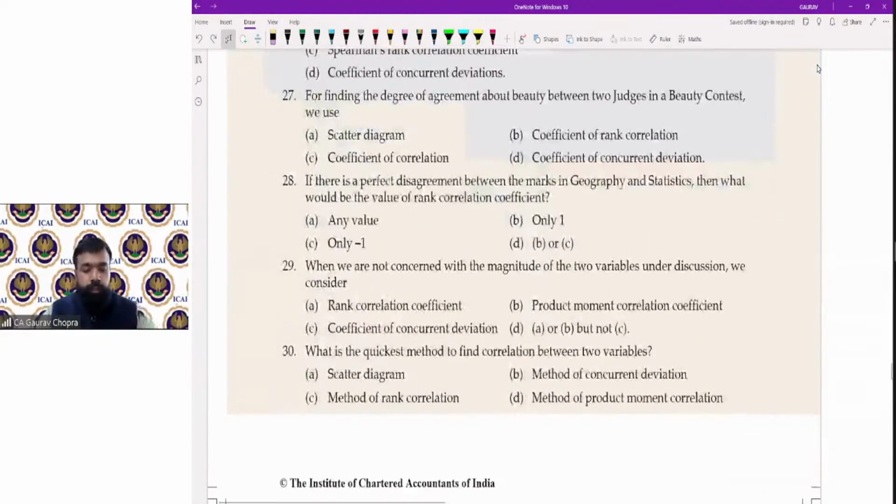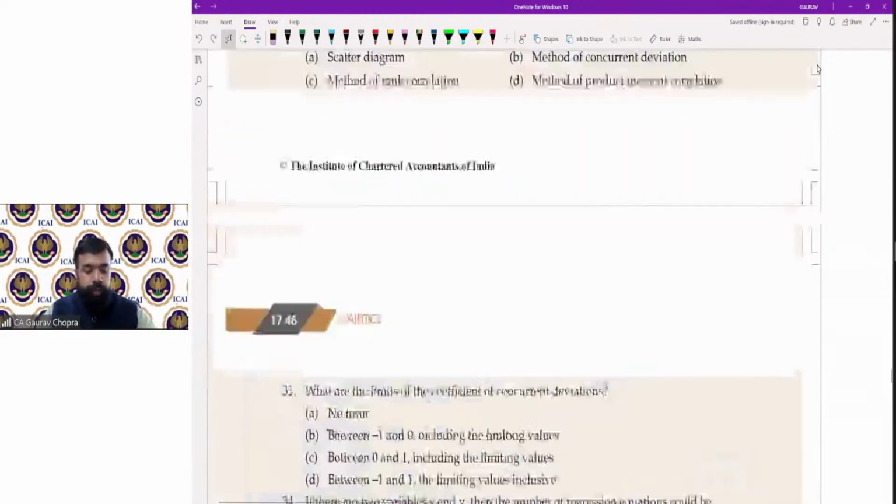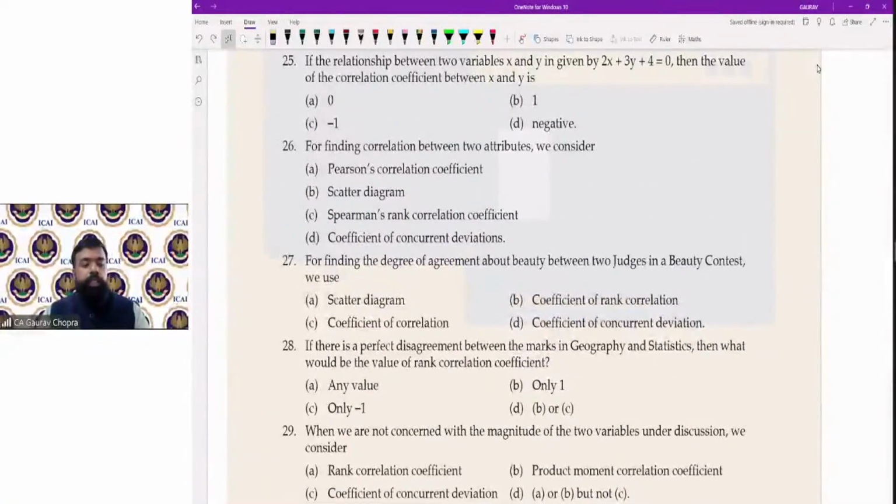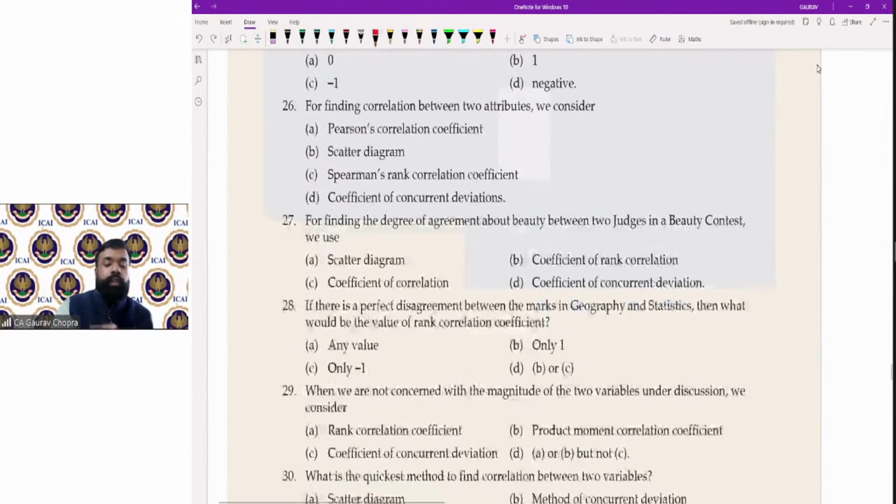Now some questions will be covered in the next session also. 26. For finding the correlation between two attributes, where there is quality, which method will we use? Spearman rank correlation coefficient. So the answer to 26 is option C. For finding the degree of agreement on beauty between two judges in a beauty contest, which method will we use? Coefficient of rank correlation.